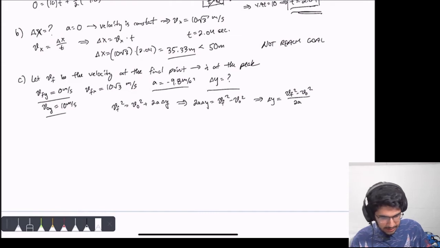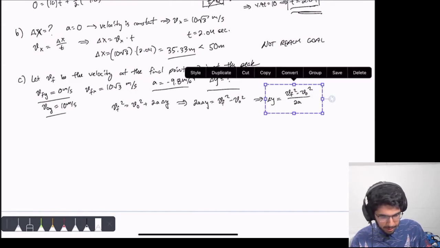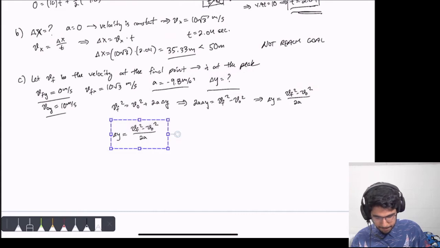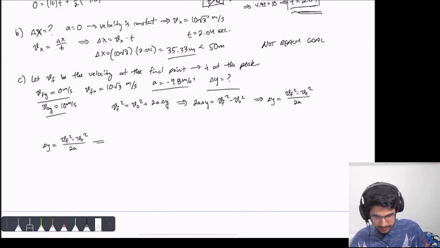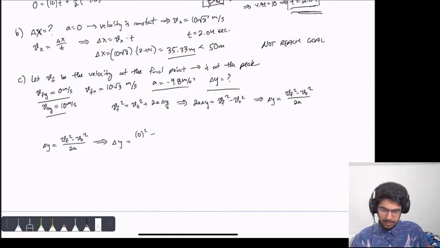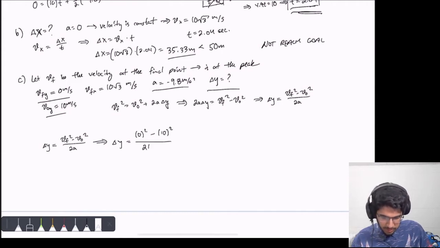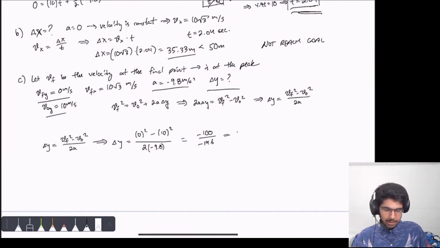And if we use this, I'm just going to copy it and put it down here. This tells us that delta y is equal to, with substitution, 0 squared, because that's the final velocity, minus 10 squared, initial velocity. All of this over 2 times negative 9.8. This gives us negative 100 over negative 19.6. And the negatives cancel, and we see that this is equal to 5.10 meters.